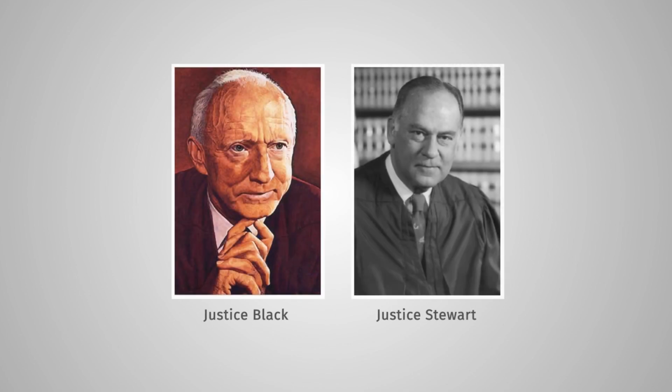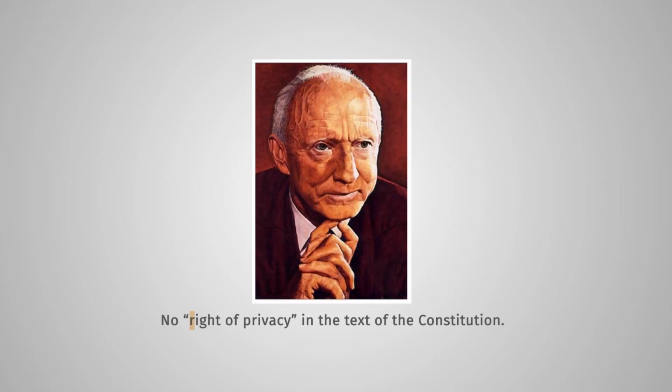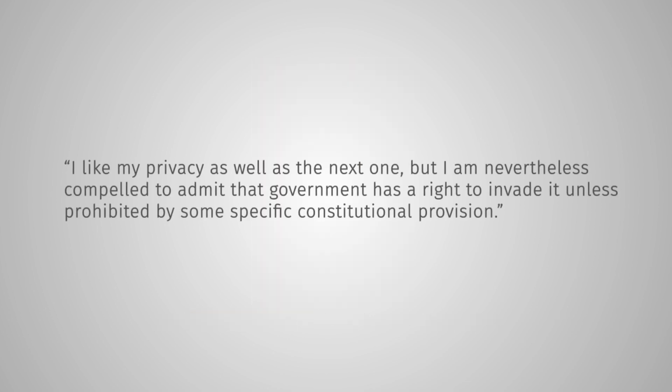There were 2 dissenting opinions. Justice Hugo Black rejected the penumbras and emanations approach to the Bill of Rights. He found no right of privacy in the text of the Constitution. Quote, I like my privacy as well as the next one, but I am nevertheless compelled to admit that government has a right to invade it unless prohibited by some specific constitutional provision.